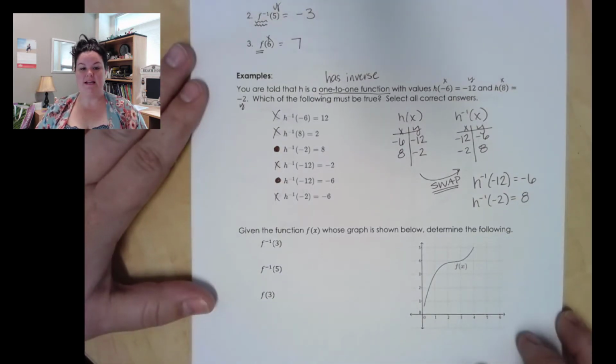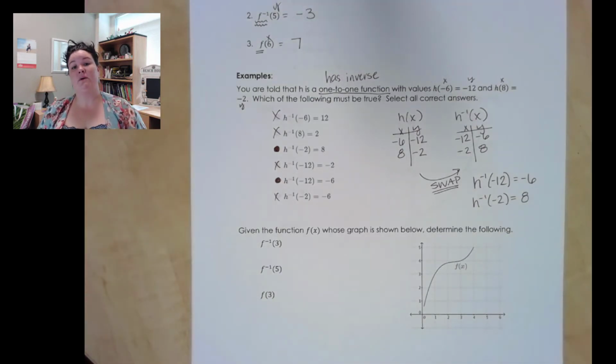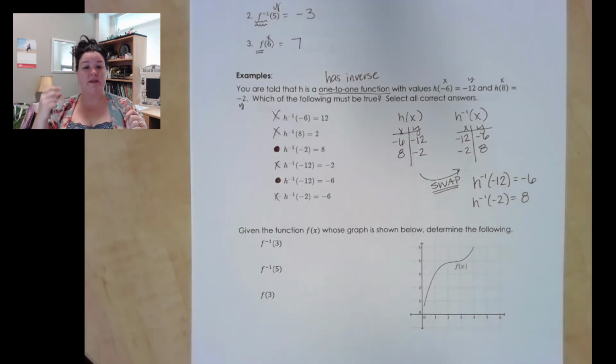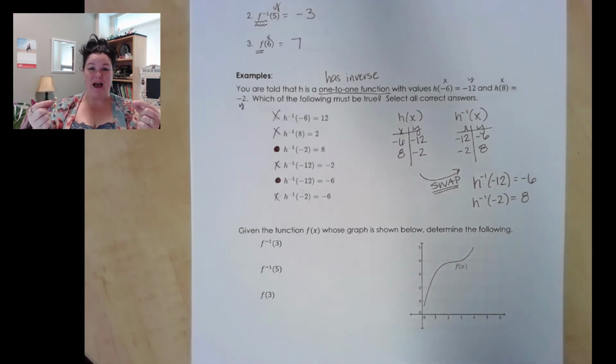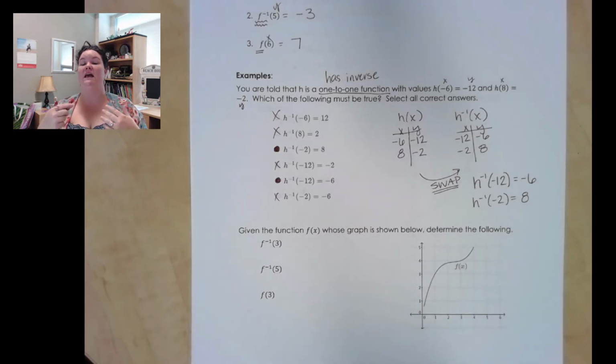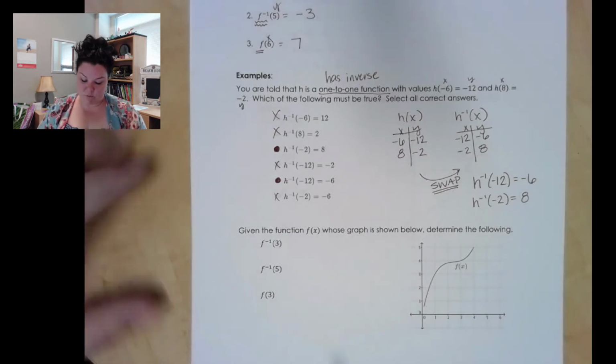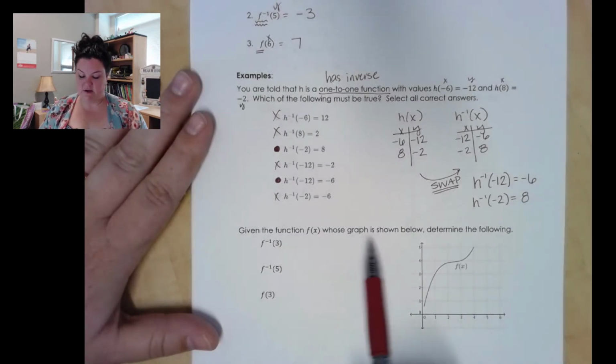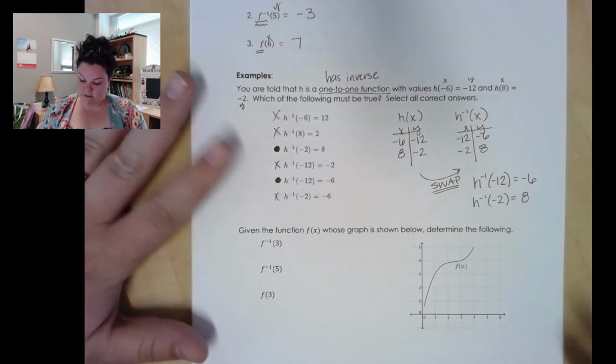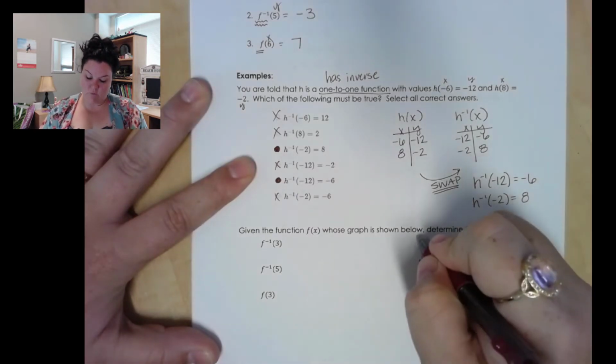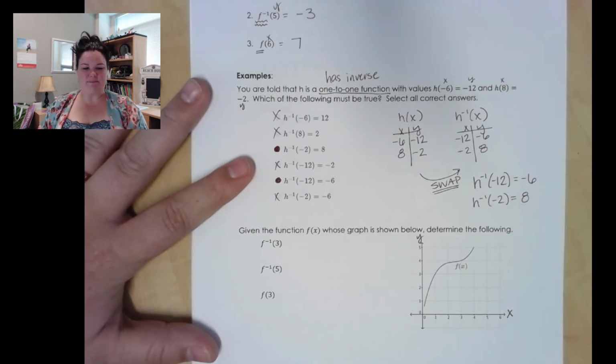Another way that we can identify inverse function values is from a graph. Just like we used with the table, we have to identify, are we given a y and we're looking for an x, or are we given an x and we're looking for a y? And that's based on whether we have a regular f function or if we're looking at the inverse, f inverse. So it says here, we're given this function f of x and the graph is shown here. Remember, these are our x's, these are our y's, or f of x's.